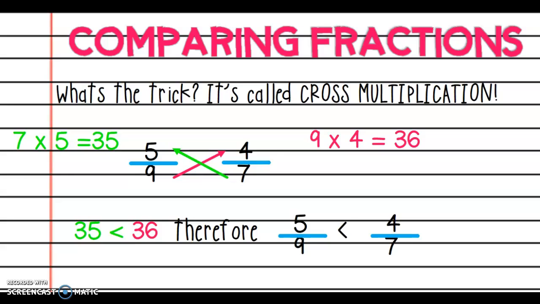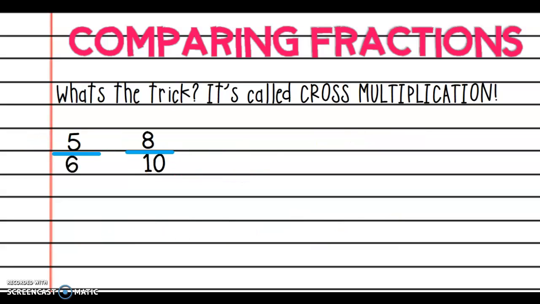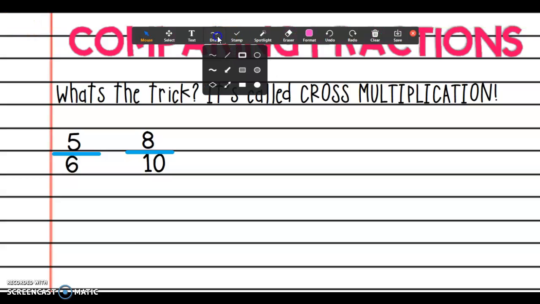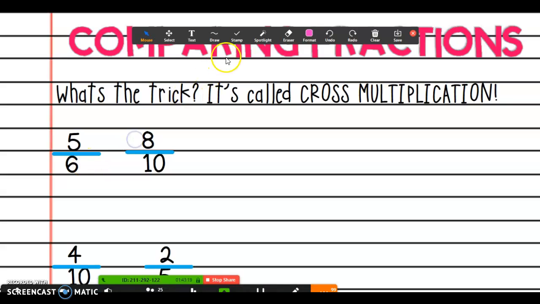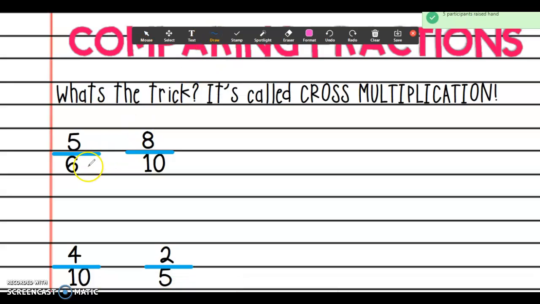Okay, let's try some problems. So I'm going to give you this problem, write it down in your notebook, and try to answer it. Okay, tell me what I need to do, Adriana. First, you have to multiply 6 times 8. Okay, so I'm going to get 48.